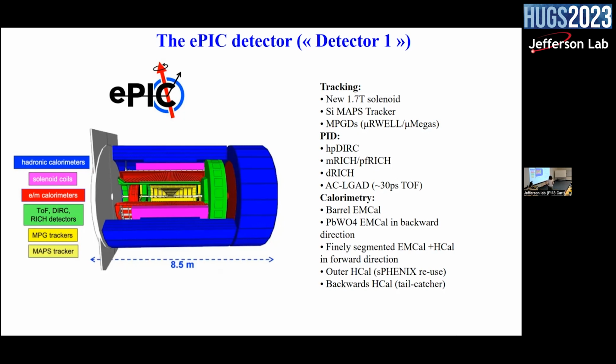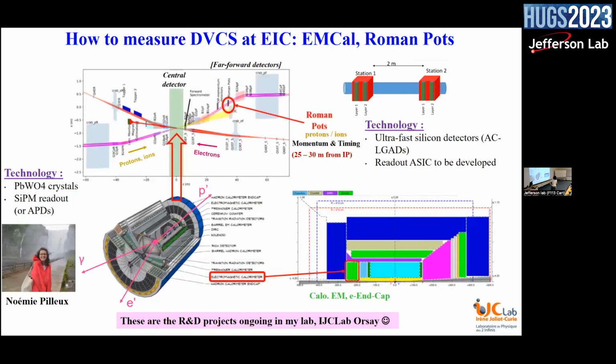And there is a set of detectors, in which I'm not going to go into detail, to provide tracking, PID, and calorimeters. So just to come to our interest, that is the measurement of exclusive reactions, and in particular DVCS. If we want to measure DVCS, the kinematics are peculiar. We are going to have an electron and a photon emitted at low angles in this direction, and a proton going at very, very low angles in the other direction.